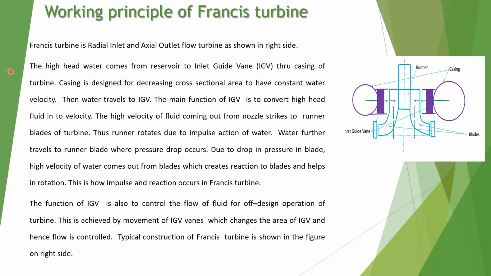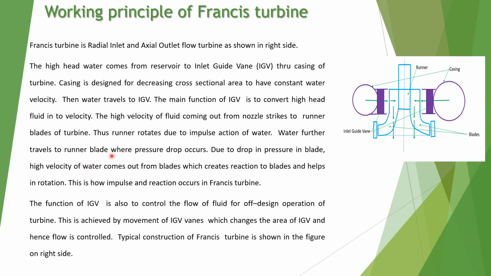The high head water comes from the reservoir to the inlet guide vane through the casing of the turbine. The casing is designed with a decreasing cross-section area to have constant water velocity. Then water travels to the IGV. The main function of the IGV is to convert high head fluid into velocity. The high velocity fluid coming out from the nozzle or IGV, nozzle and IGV being the same thing, strikes the runner blade of the turbine. Thus, the runner rotates due to the impulse action of water.